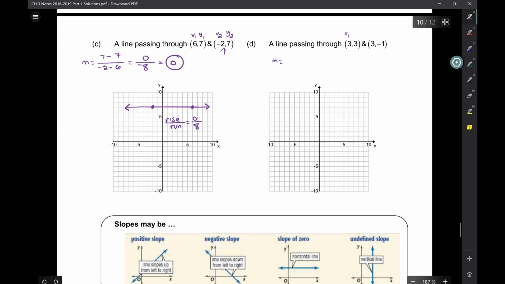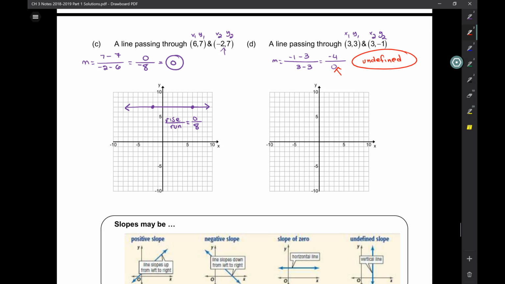M is, okay, we have x1, y1, x2, y2. Negative 1 minus 3 over 3 minus 3. On top I have negative 4. On the bottom I have 0. Now, this time when 0 is in the denominator, we can't divide that. We can never say something divided by 0. In this case, we say it's undefined. Okay? Undefined. If you say 0, it's completely wrong. It's undefined.